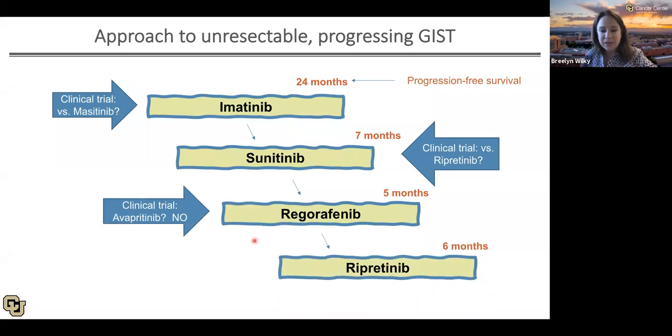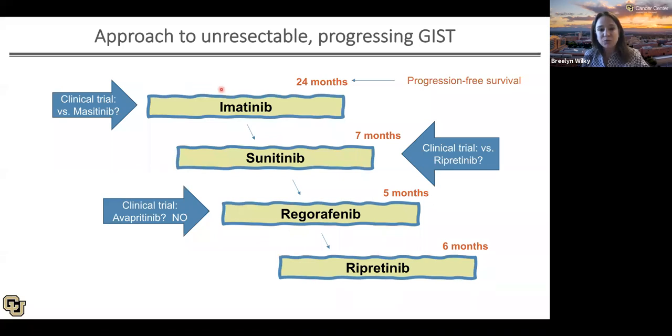And then recently in the United States, we approved Ripretinib for fourth line GIST, again, progression-free survival of about 6 months. And so basically you have the option, and the standard of care would be to follow this progression, right? So you have a patient who is progressing, number 1, start with imatinib, change to Sunitinib, Regorafenib, Ripretinib. And that is an approach that would be pretty standard, at least in the United States.